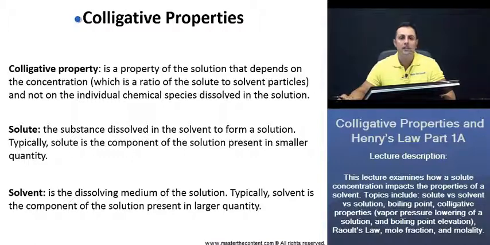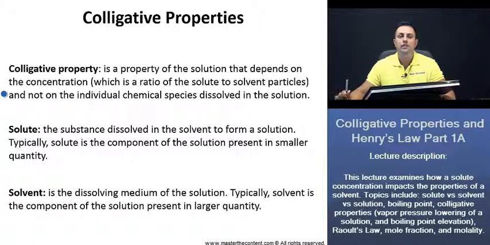Firstly, what is a colligative property? Let's take a read here. A colligative property is a property of the solution that depends on the concentration, which is a ratio of the solute to solvent particles, and not on the individual chemical species dissolved in the solution.